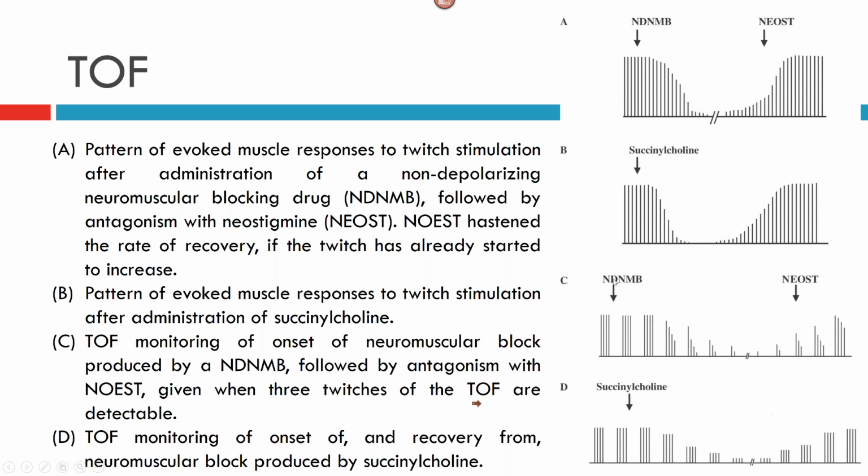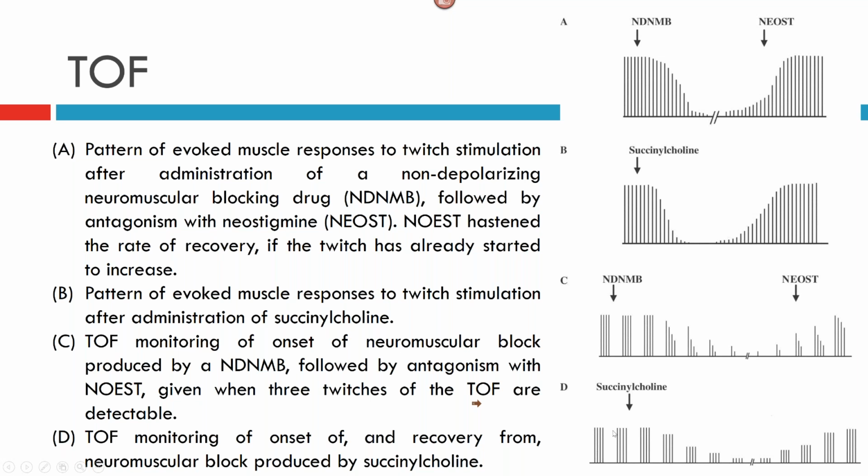So if you give a non-depolarizing agent, you can see in the train of 4 you have all good amplitude, and after a few minutes you'll see the fade. You see the fade, and then you see the fourth twitch disappear, and then the third, the second, and the first disappear, and nothing. And if you give neostigmine and it recovers, you see post-tetanic facilitation, because the first twitch is bigger than the previous one.